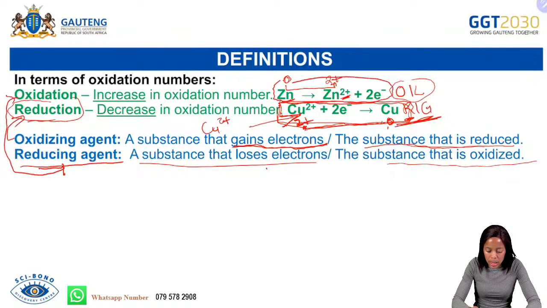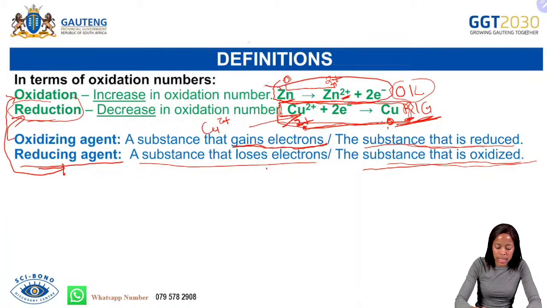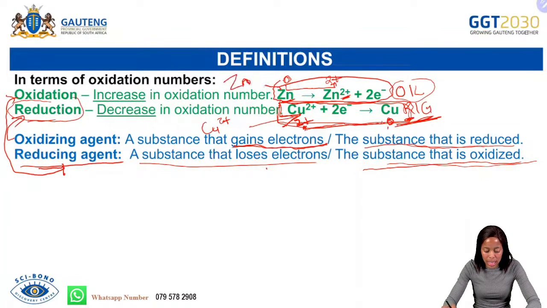Okay, so with the reducing agent again, it says a substance that loses electrons, so it means that our focus is on the half reaction of zinc, or the substance that is oxidized. So again, we said that as long as you have the correct half reaction in terms of oxidation, then your agents will be on the left-hand side, will be your reactants. So it therefore means that Zn will be your reactant, and if it's your reactant, it will therefore represent your reducing agent there.